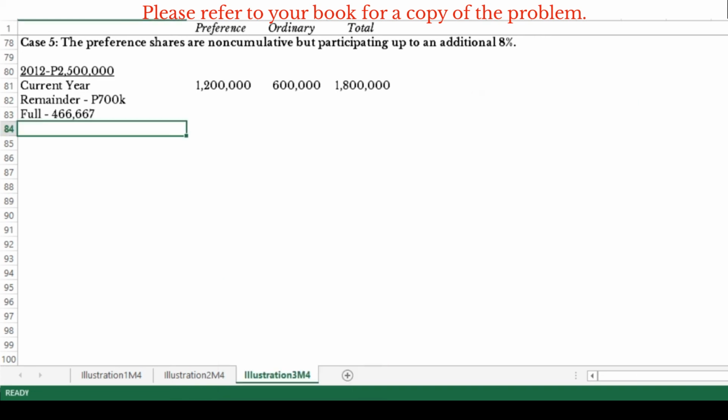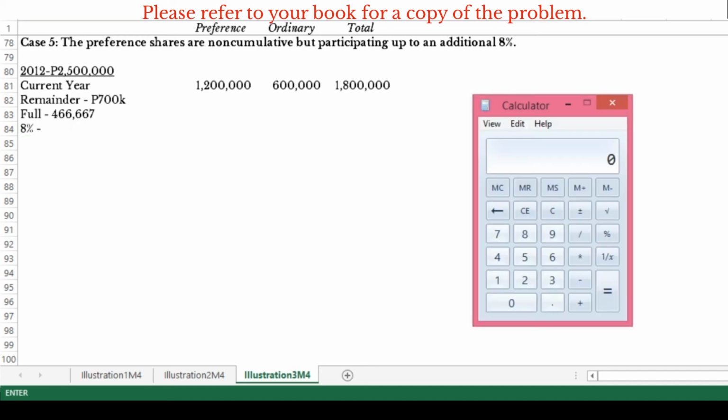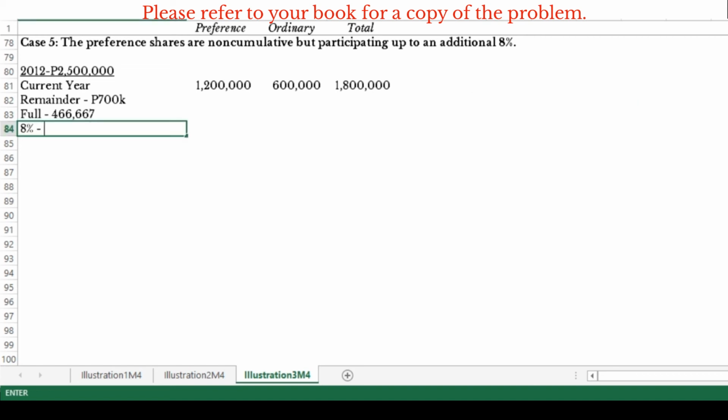Okay, however, kapag kayong 8% participation, magkano yon? Saan natin i-base yung 8%? Doon po ulit sa par value ng total preference shares, which in this case is 10 million, right? So, we multiply 10 million by 8%. 800,000. O, ganito po. Kung ang susundin natin for this particular year is full participation, ang matatanggap lang ni preference should be 466,667. Pero kung susundin natin yung 8% participation rate, ang dapat niyang matanggap is 800,000.